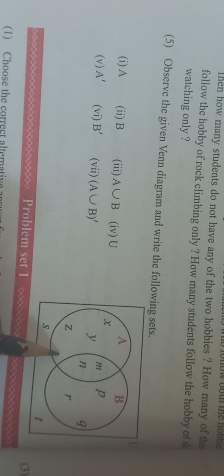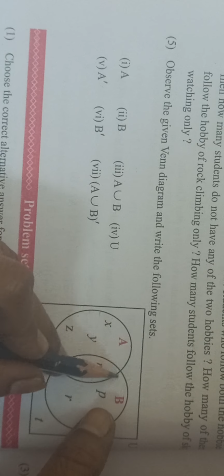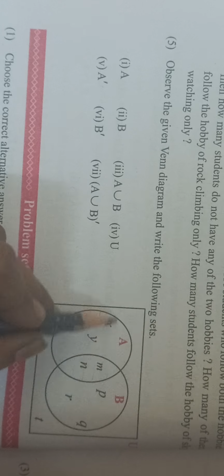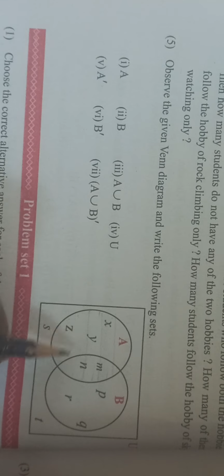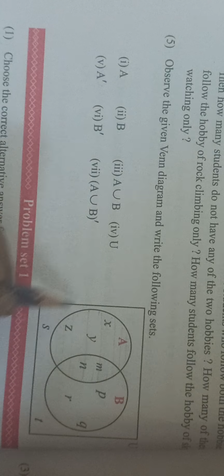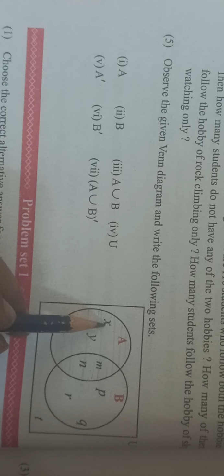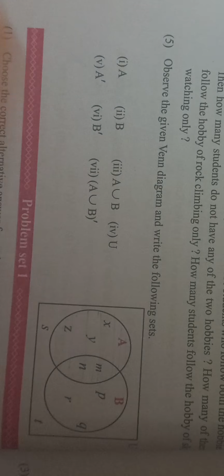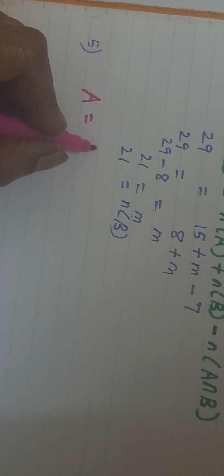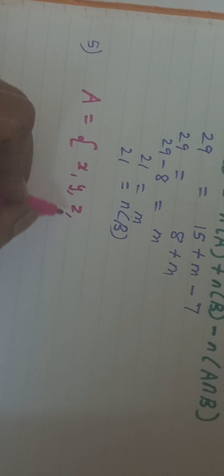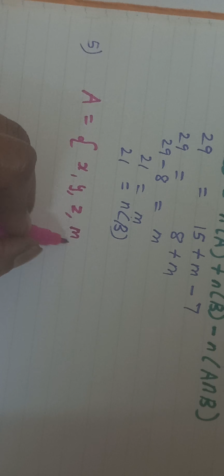all the elements of set A will be within this full region. I don't want to draw it. I hope you have understood. See, this full region is set A, a circular region, and within this, these are the elements X, Y, Z, M, N. So in set A, the elements we will write: fifth sum, A. Set A contains elements X, Y, Z, M, N.